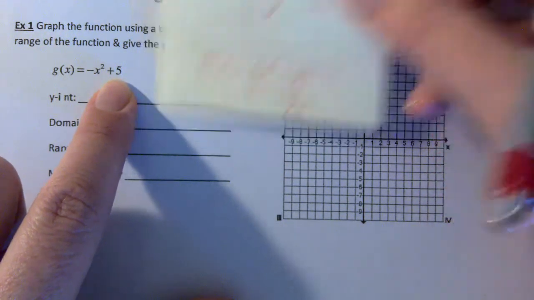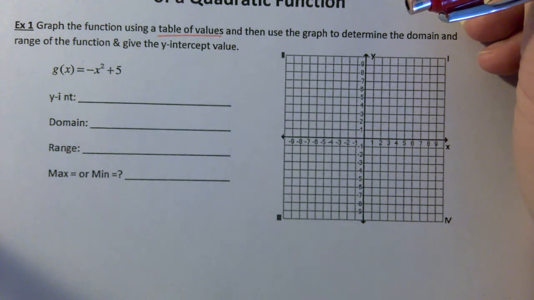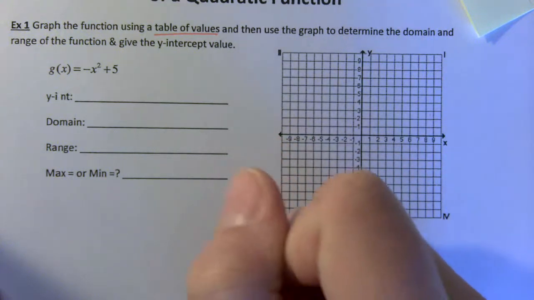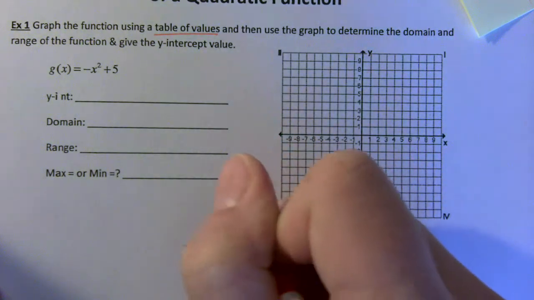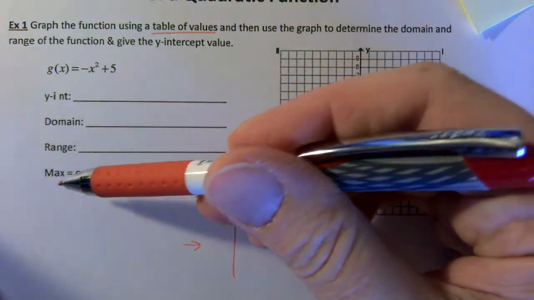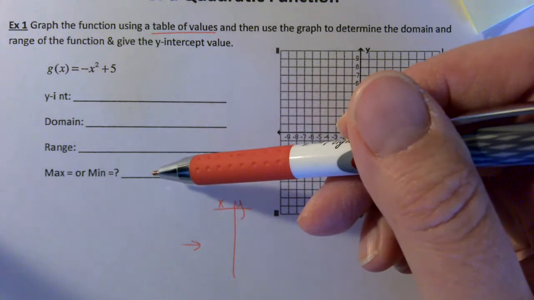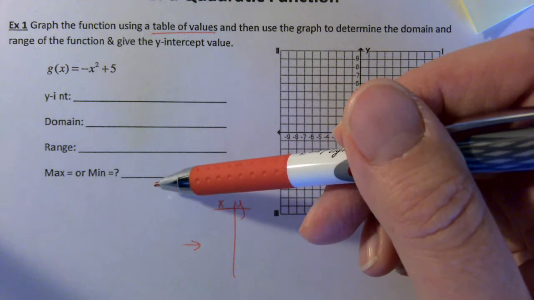Now, I'm going to have to find the vertex, even though it doesn't ask for that. I'm going to have to find the vertex in order to help me make a t-chart, and then my vertex will go in the middle. The other reason I want to find the vertex is that it's going to help me find the max or min value in the range, because the vertex y value is the highest or lowest point on my graph.